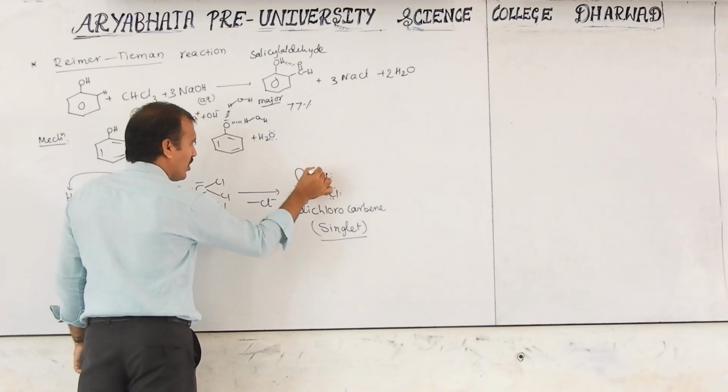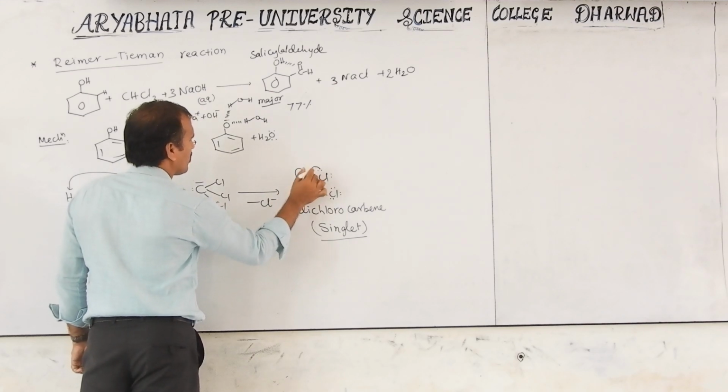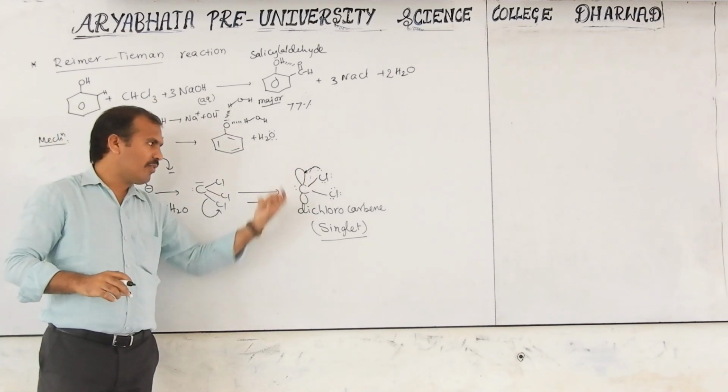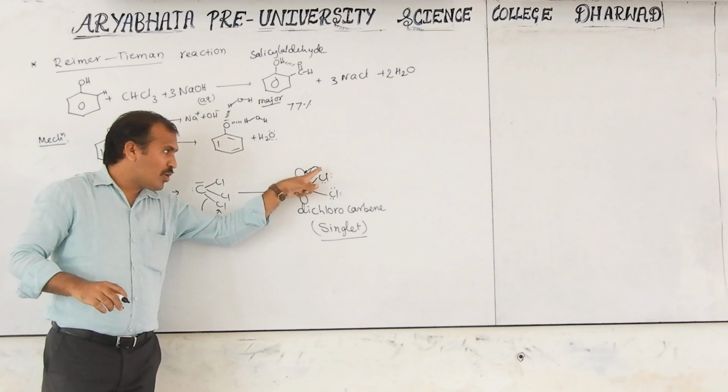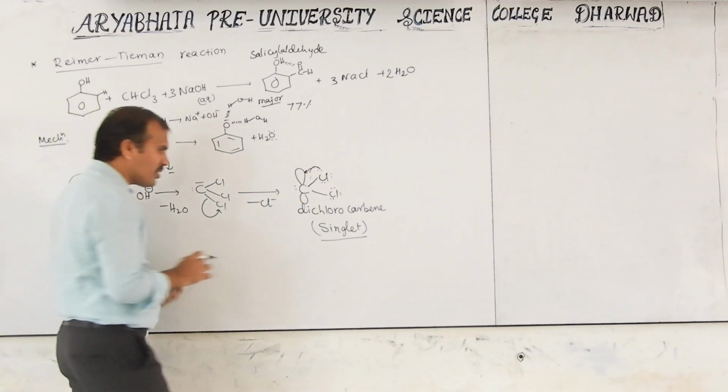So one of the chlorines will give this. Otherwise, you can directly consider this one. Then it is resonance stabilized. Lone pair is given to this. That's why this lone pair is taken by this vacant orbital. Actually it is called what? Electrophile.